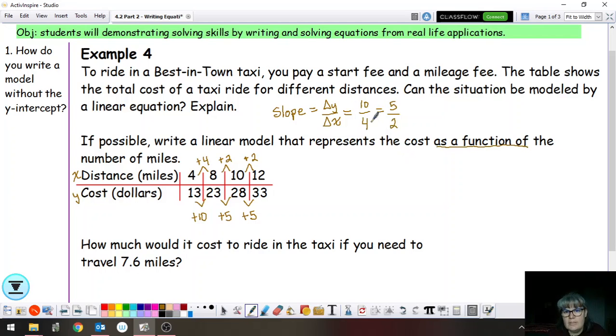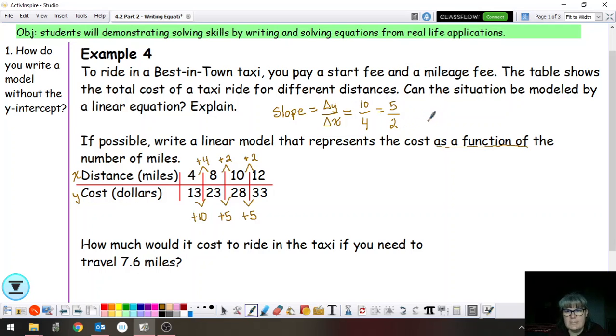If we look at these ratios, 10 over 4, when simplified, equals 5 over 2. So even though that increase of 10 is different from an increase of 5, and that increase of 4 is different than an increase of 2, when I simplify that rate of change, I get 5 over 2. So we do have a constant rate of change.